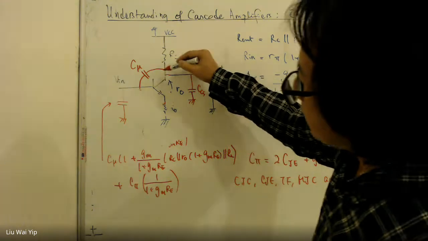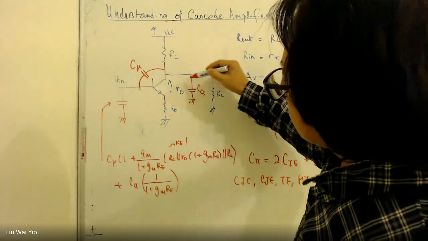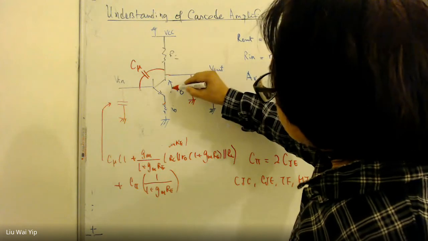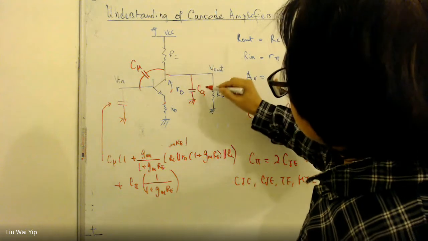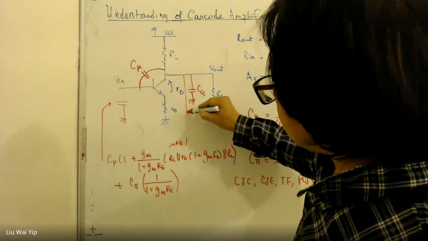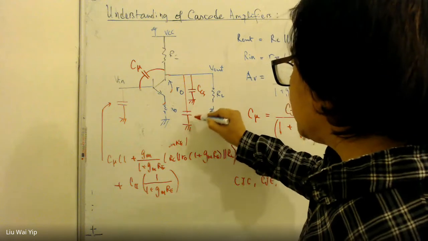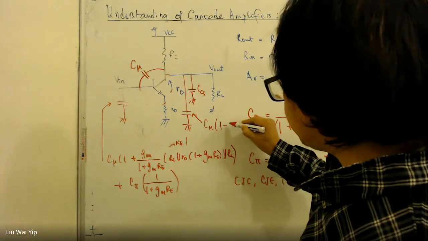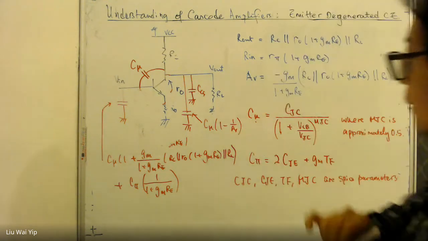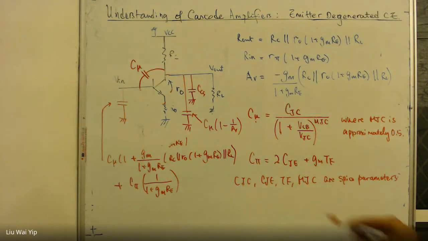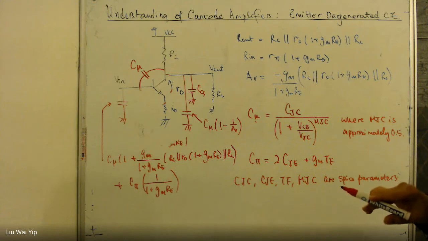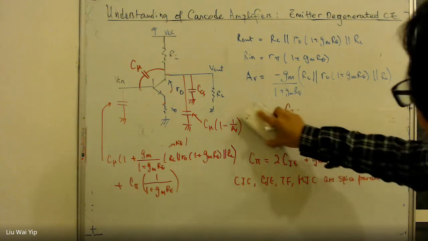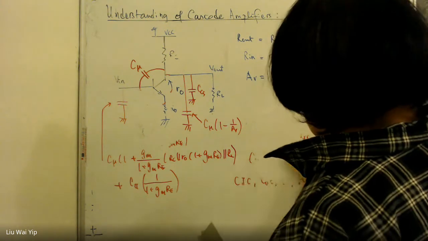And on the other hand, because of this capacitor, you can use the Miller effect to convert the equivalent for this lead here. According to the Miller effect, this capacitance is C mu times 1 minus A_V, and A_V is the same formula here. Again, you can just rewrite the formula. For the time being, these are the formulas that we can use later.